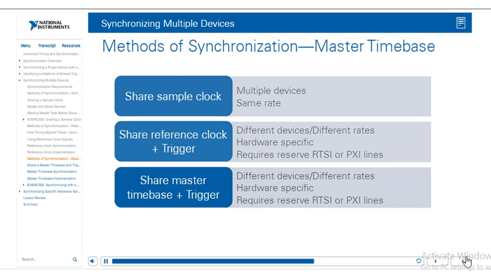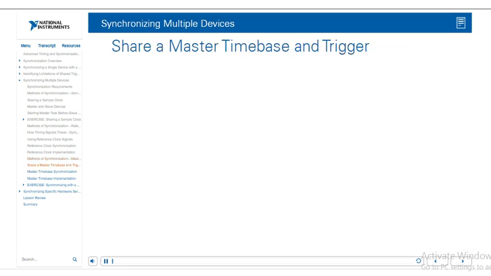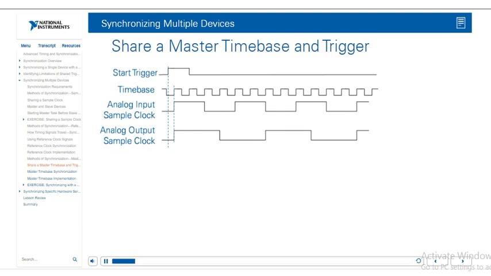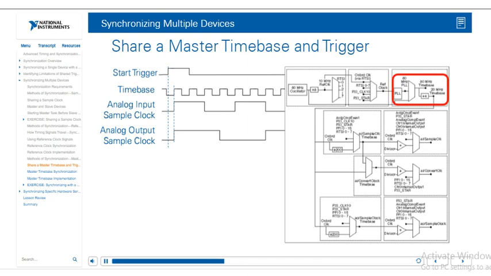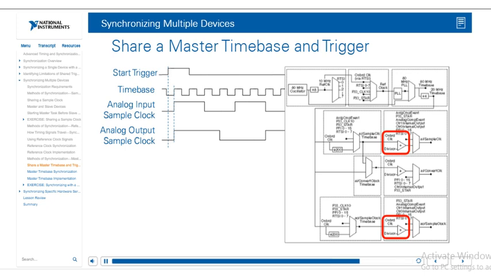Let's finally take a look at sharing a time base. Sharing a master time base allows you to align sample clocks so that they're in phase and driven by the same timing signal. This way, they don't drift. As you can see, we have the time base at the very top on the right-hand side, and then both of these AI and AO sample clocks are being derived from that time base. If you follow the time base down to, let's say, the analog input, the divisor is on the right-hand side, and it's in the same general location for the analog output sample clock.